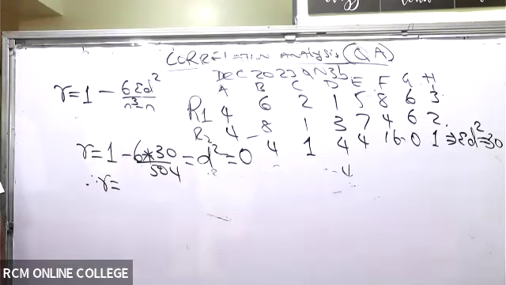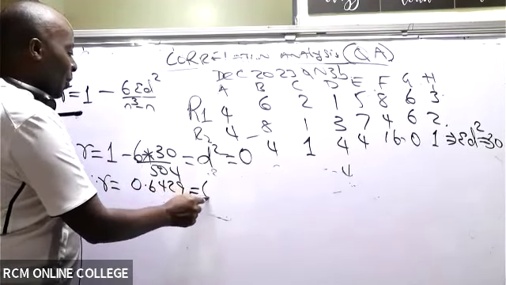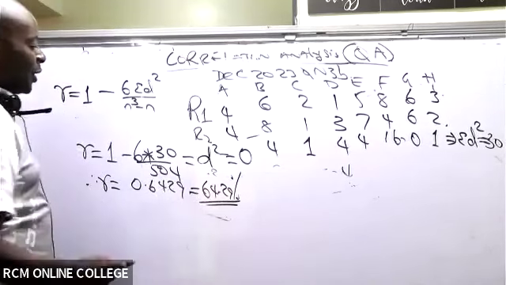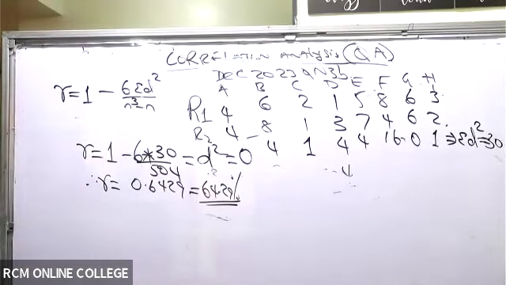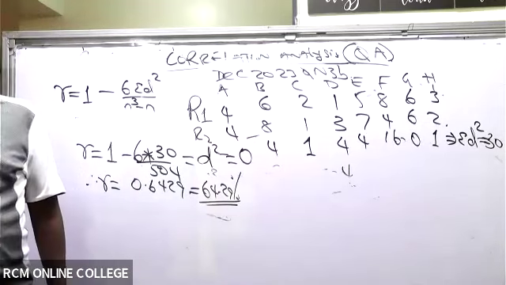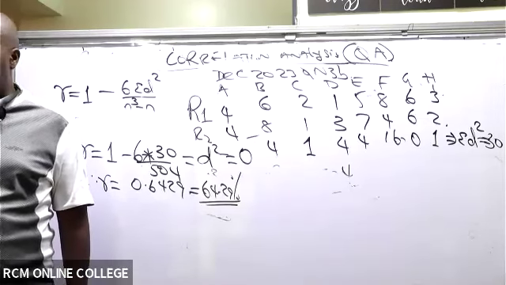So somebody's giving me 0.6429, which is the same as 64.29%.